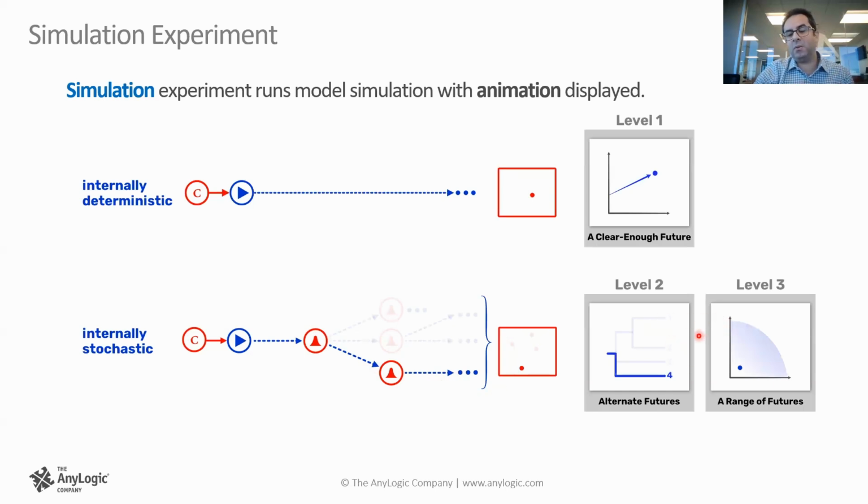And if we look into the level of uncertainty, it would be if we are dealing with a real system that has alternative futures, we basically shed light on one of those alternatives. Or if we are in a range of futures, we found one possibility in this area.